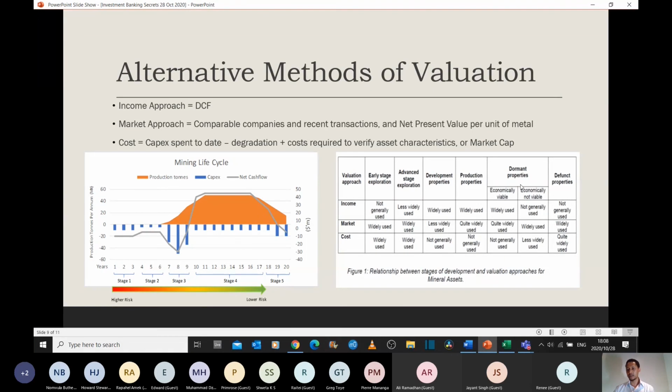And you can see that as things progress, there's advanced stage, development, production properties, dormant properties. This is what happened in 2015, so the mine needed to shut down because it was just not profitable. And there you can see how you'd value that asset if you want to sell off that mine. If it's economically viable, economically not viable, and defunct.